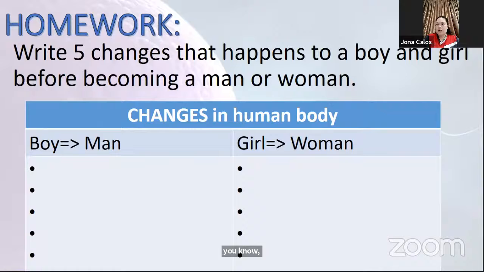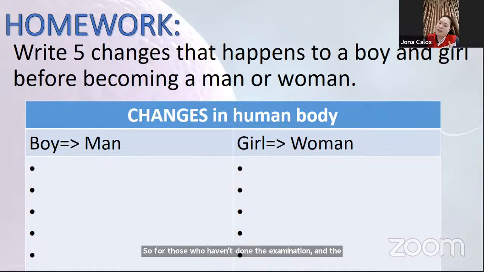Okay. So again, I will end the class and then I will let you do this one and send it to our LINE group. For those who haven't done the examination and the previous activities for midterms, I want you to do that first. And for those who have done everything, kindly do this one first. Just 5 for being a boy to a man and a girl to a woman. Okay?